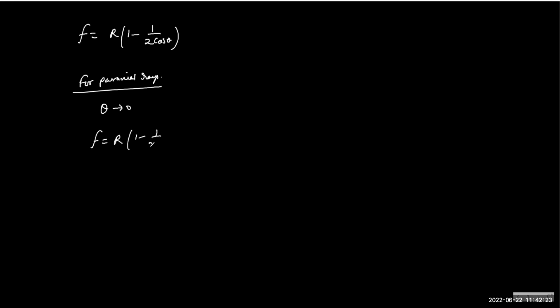Because the focal length we obtained is r into 1 minus 1 upon 2 cos theta. So for paraxial rays, what's the condition? If rays are paraxial, then theta will tend to 0. And what is the cos theta value then? cos theta will be 1 because cos 0 is 1. And you can see that this was the formula which you used in class 10th: f equals r by 2.